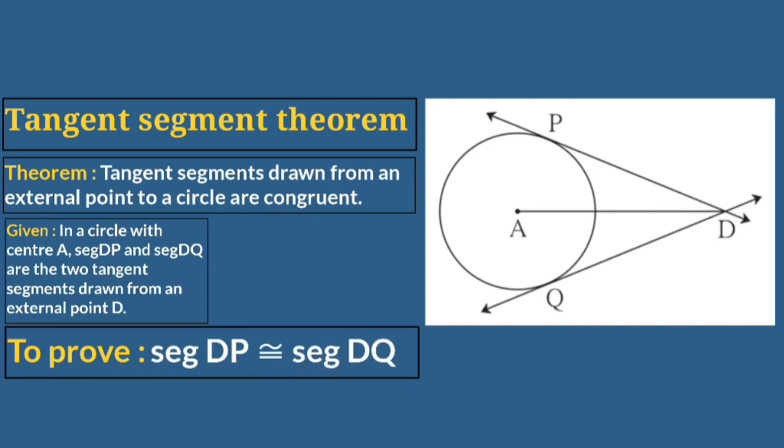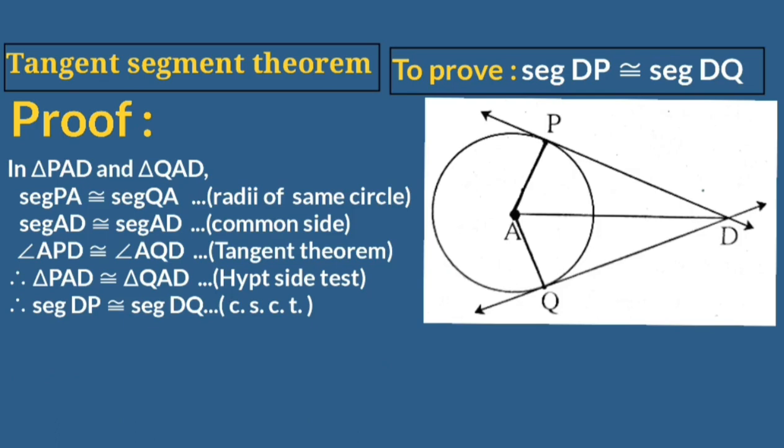Now we'll move towards the last and the most important part of this whole process, that is the proof. To write the proof, we have to draw radius AP and radius AQ. We'll draw that first and then we'll start the proof. Proof: we have to prove segment DP is congruent to segment DQ, and to prove DP and DQ congruent, we have to prove two triangles containing DP and DQ as their corresponding sides congruent. Now find out the two triangles containing DP and DQ as their corresponding sides.